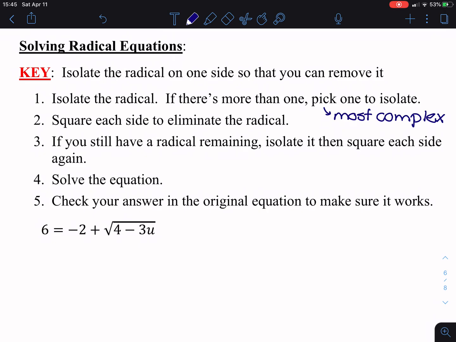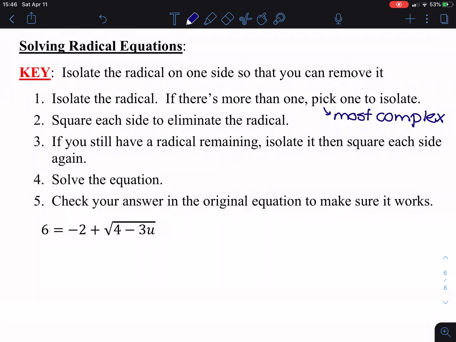That's going to eliminate the radical. Now then, if you still have a radical remaining after you've done this, in other words, you started an equation with two radicals, you can only eliminate them one at a time. So once you get rid of the first one, you're going to have to isolate the remaining radical, and then square both sides again. Once you have all the radicals gone, then you can go ahead and solve your equation.